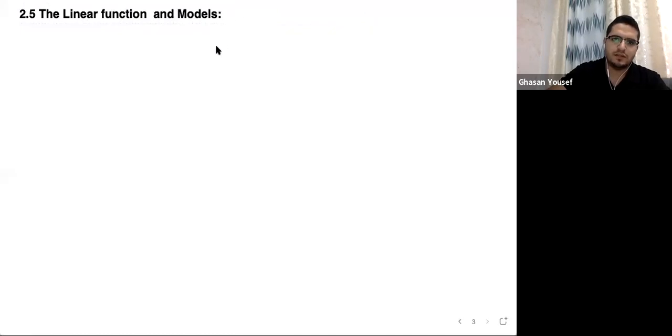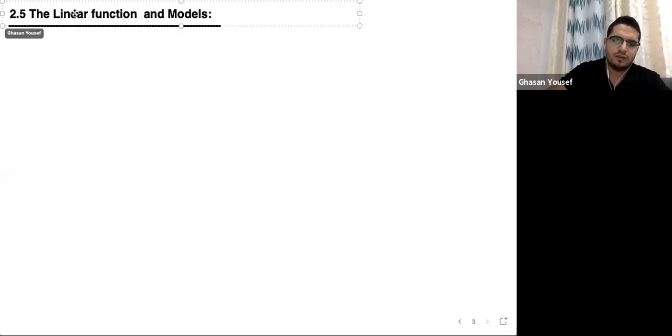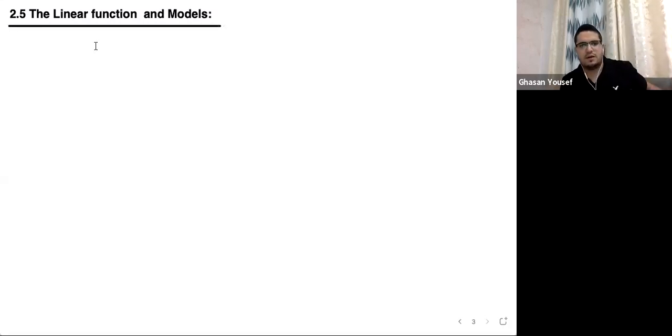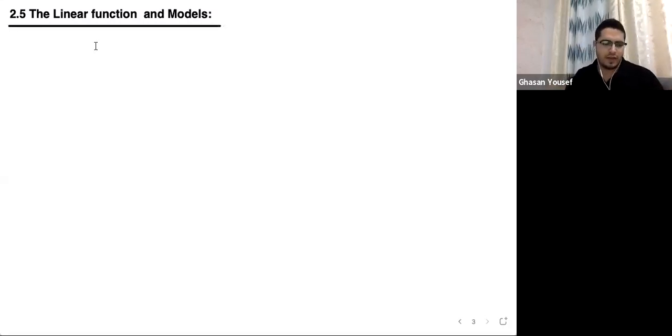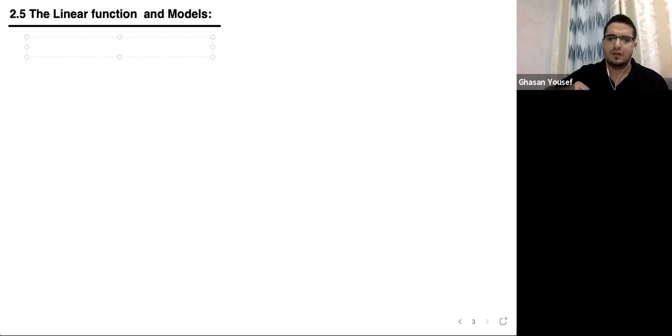So in this section, we're going to learn more about the linear function. Since we talked about linear functions before, we're going to go over them and give more details. First of all, we have to know what is the meaning of a linear function. Can anyone remind me or give me the definition of a linear function?